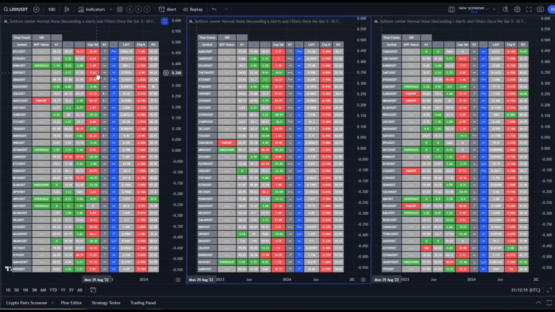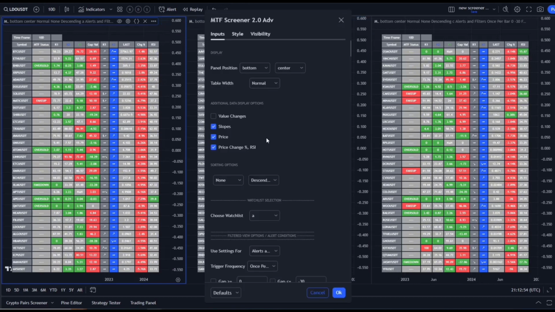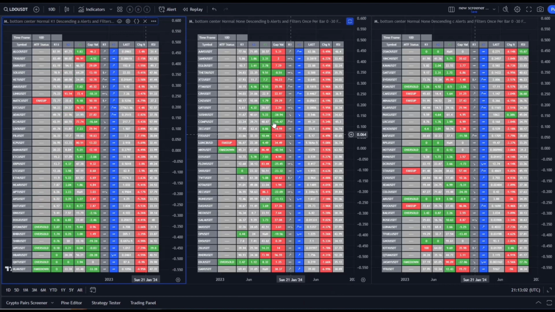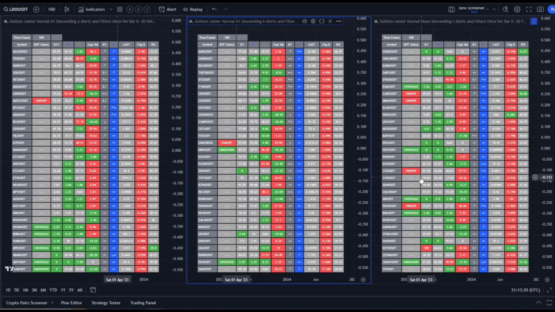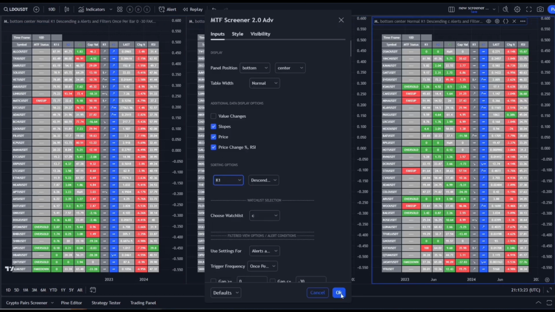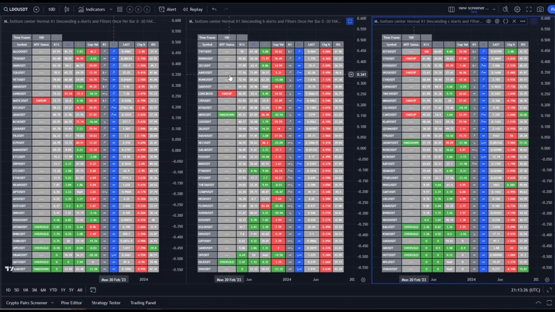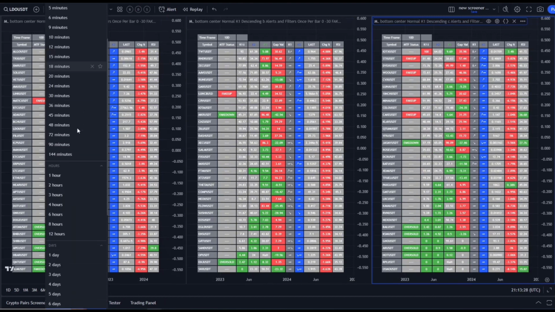I also start by choosing in the sorting options here K1, descending. What this does is it sorts the table based on the K1 value from the top to the bottom. And K1 is the gray MTF curve, for those who are unaware of it. I do it on all of them. I simply double click it and choose K1 descending. And when they're all done, let's start with the 1-day chart.